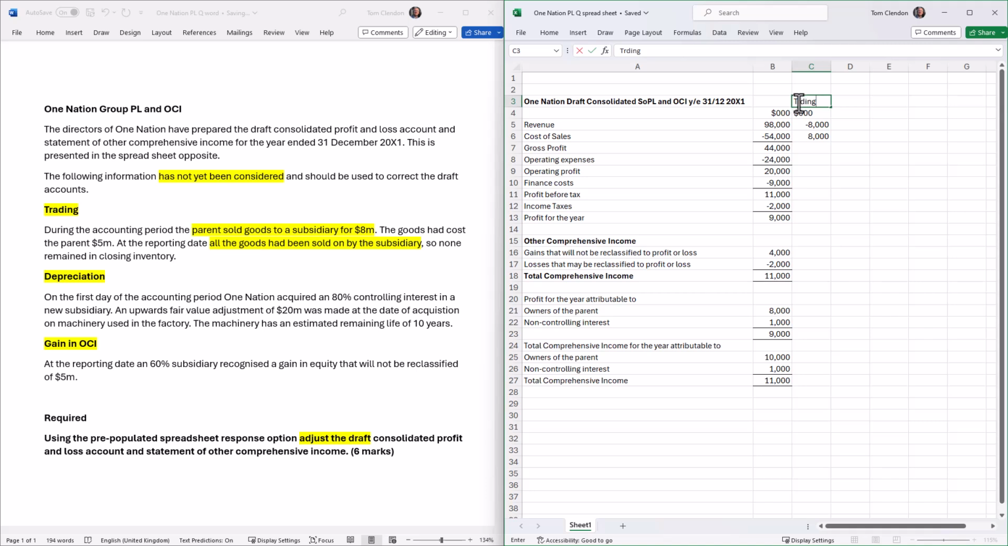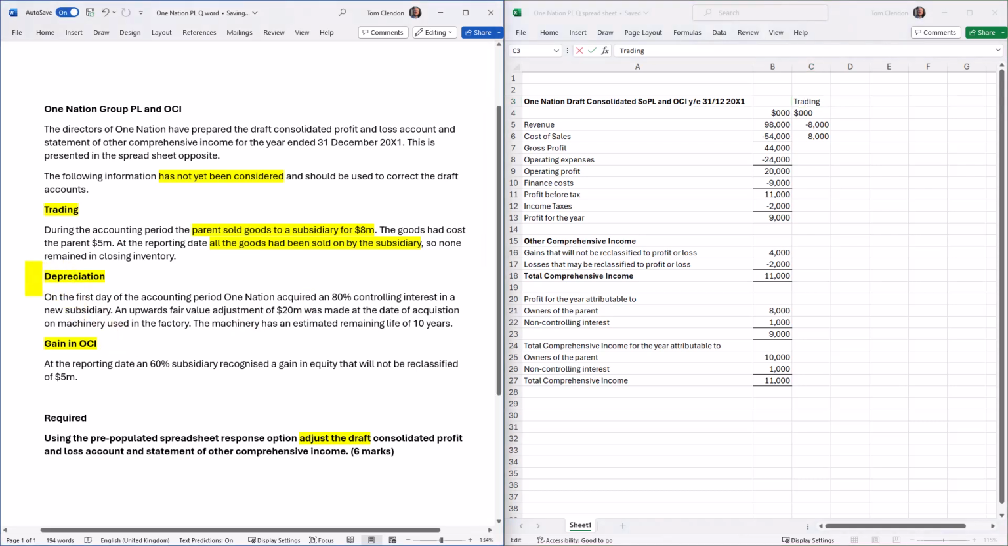I have therefore done the trading item. I have explained what is going on to you. And in an exam context, you may have to write about the single entity concept, why you're eliminating the intercompany sale and the intercompany purchase.